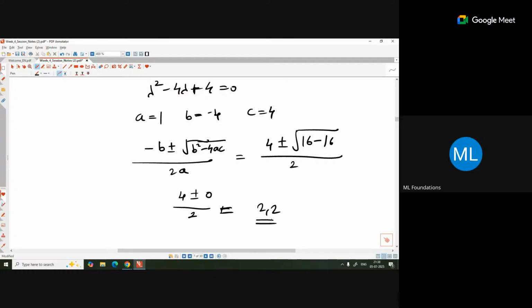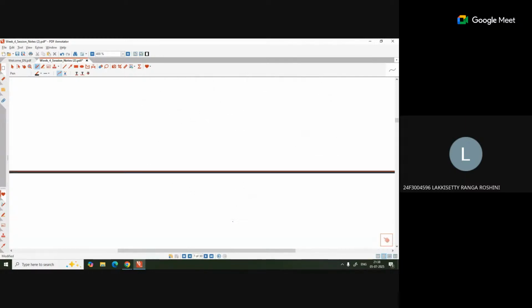Because it should have two roots if the polynomial is quadratic. Basically it is not having two different roots. It is the same root, but we are writing it two times. That's why the eigenvalues are the same. Okay, thank you.